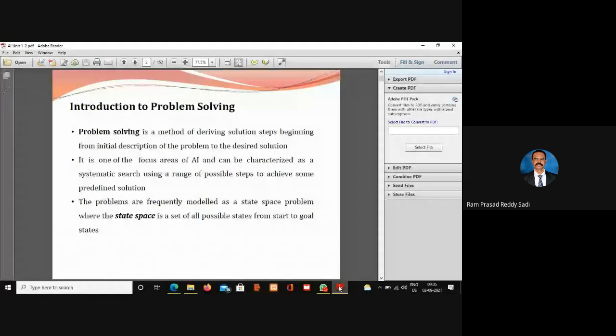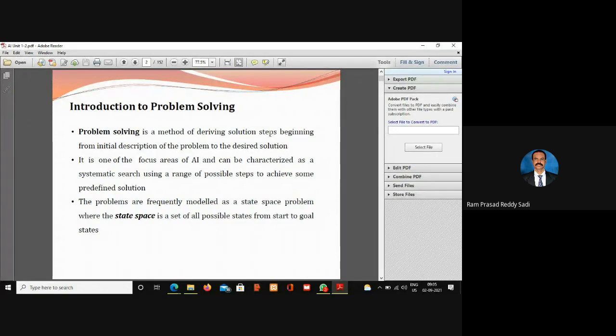In a similar sense, you might have come across several problem-solving concepts in first year C language, solving various types of problems. All those are simple problems. Now let's increase the difficulty level of the problems, where artificial intelligence will play its role. Problem solving is the method of deriving solution steps, a step-by-step procedure, beginning from the initial step to the desired state. That's what problem solving is.